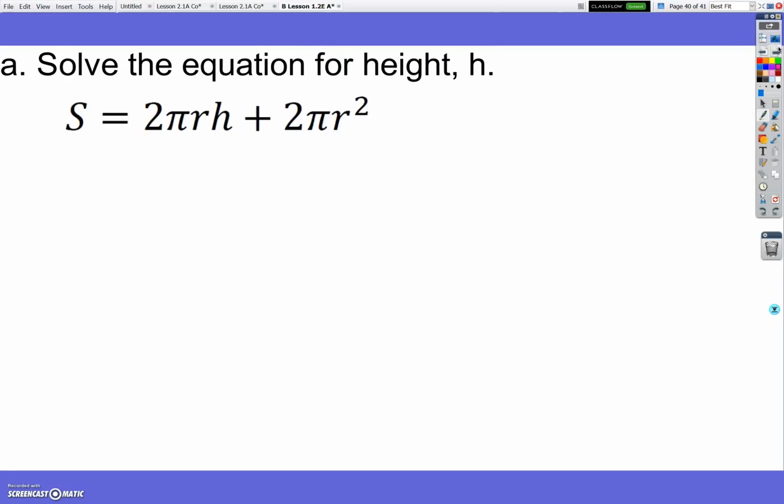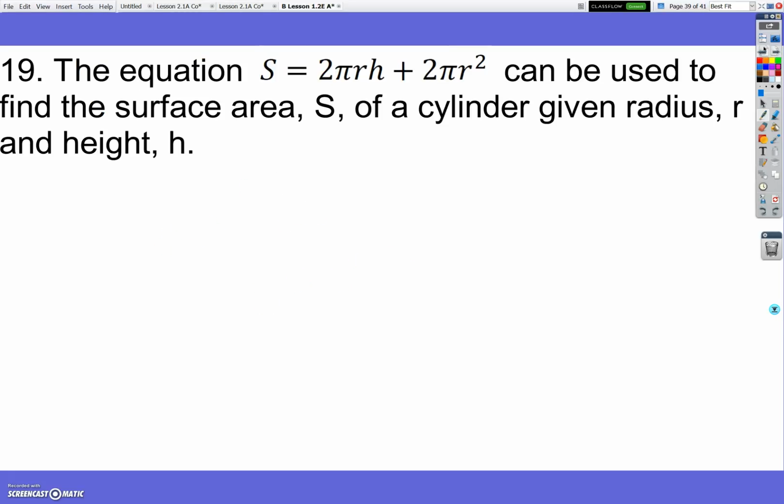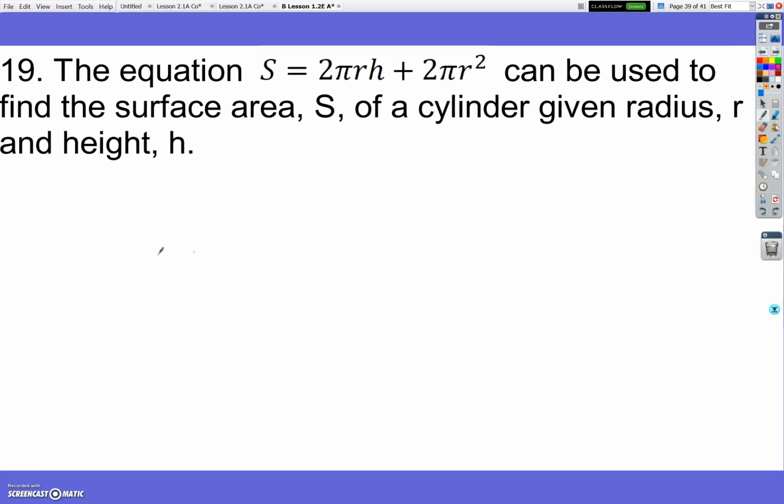Alright, so now what we're going to do is look at this tricky one. So what this is saying is the equation of surface area is 2 pi r h plus 2 pi r squared. It can be used to find the surface area S of a cylinder given the radius r and height. What is all that junk saying? It is saying that I have a picture like a soda can or like a soup can. It looks something like this. Okay, so it's my best soup can.